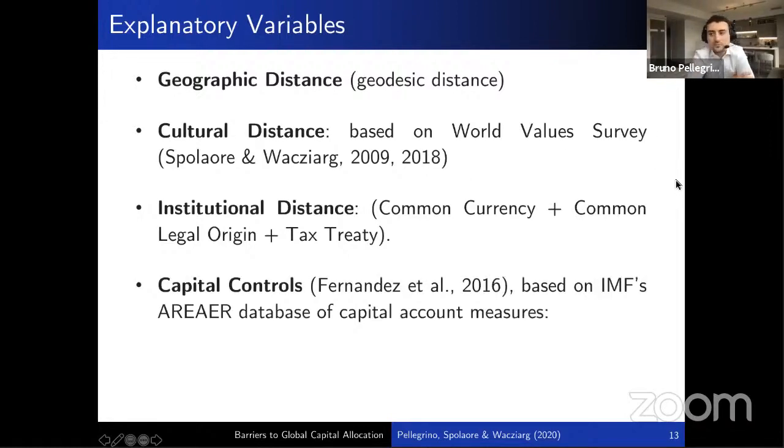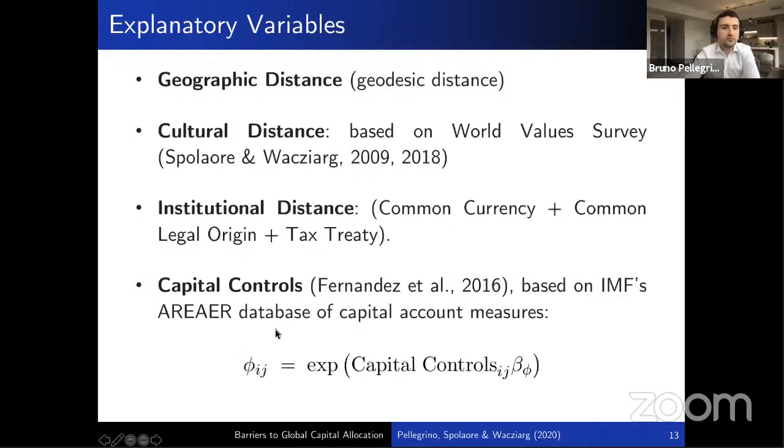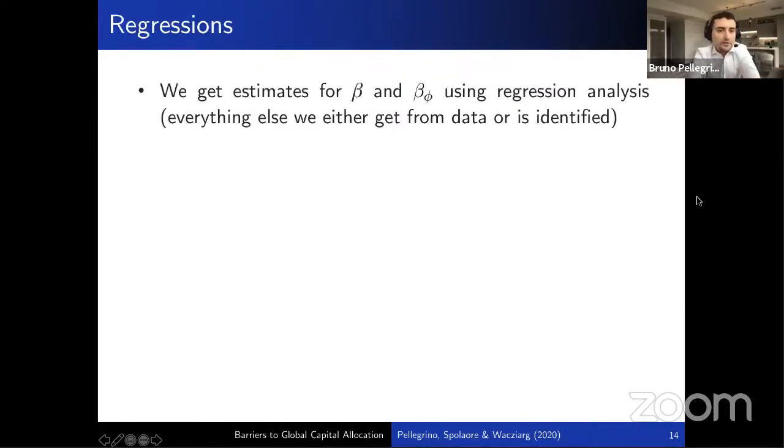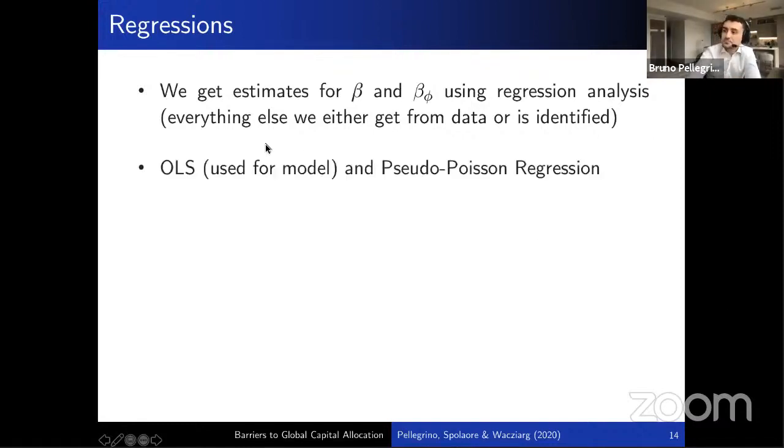We also use a new measure of capital controls recently developed by Fernandez and co-authors, which is based on the IMF's database of capital account measures, AREAER. And we use this last one, this measure of capital controls, to parameterize phi. So phi is related to this measure of capital controls by a semi-elasticity called beta phi. Now, all we need to take our model to the data are estimates for these semi-elasticities beta and beta phi, and we get them using regression analysis. Everything else we either get from the data or is identified.